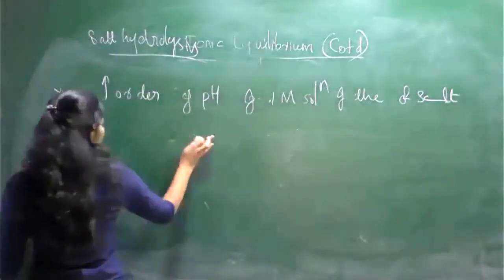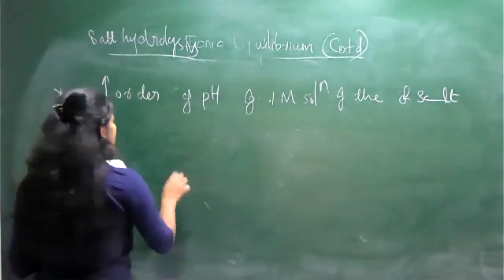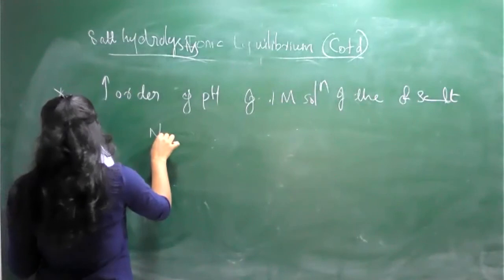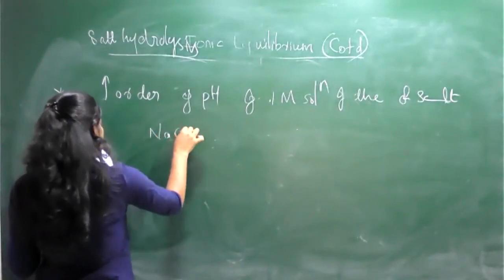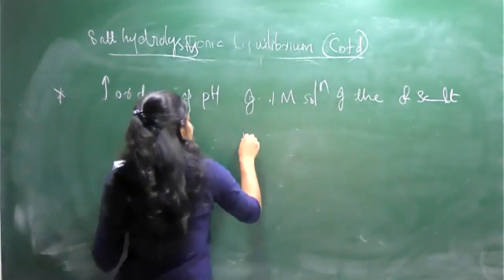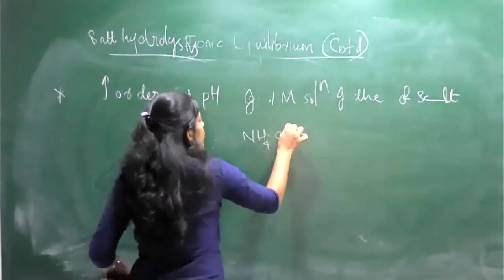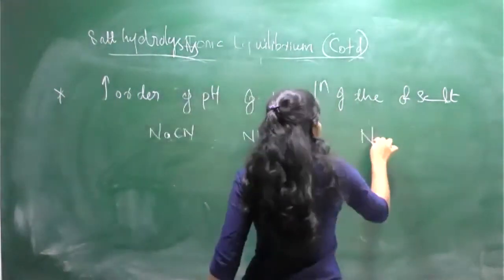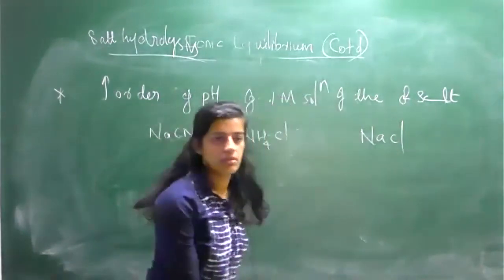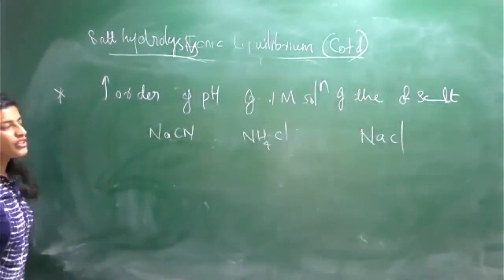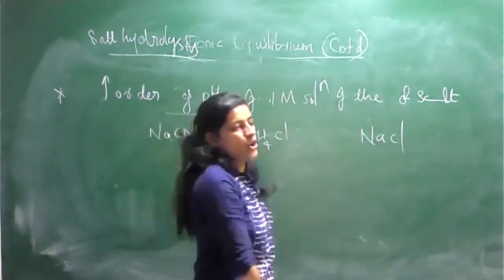The salts given are NaCl, NH4Cl, and NaCN. Okay, what do you want to do? You want to arrange them in the increasing order of pH.